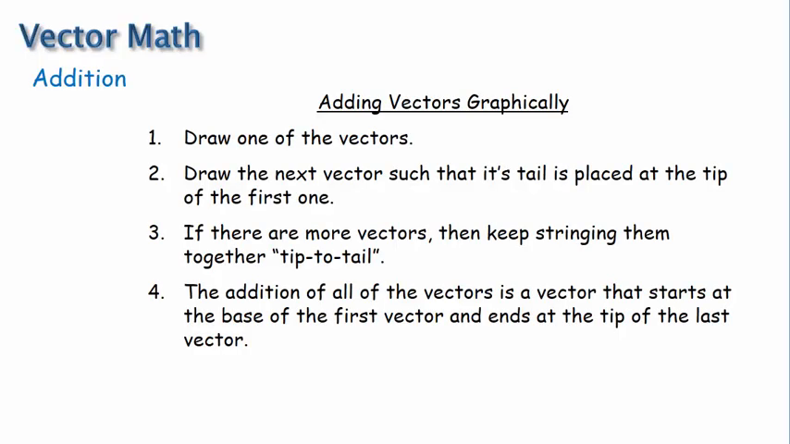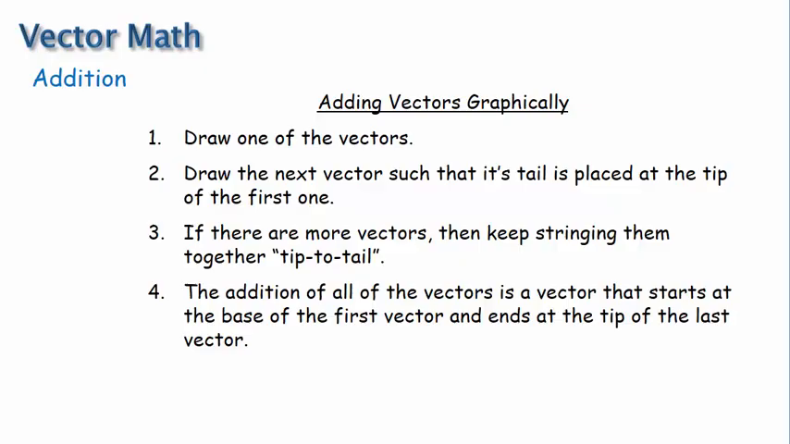Draw one of the vectors. Draw the next vector such that its tail is placed at the tip of the first one. If there are more vectors, then keep stringing them together tip to tail. The addition of all of the vectors is a vector that starts at the base of the very first vector and ends at the tip of the very last vector.